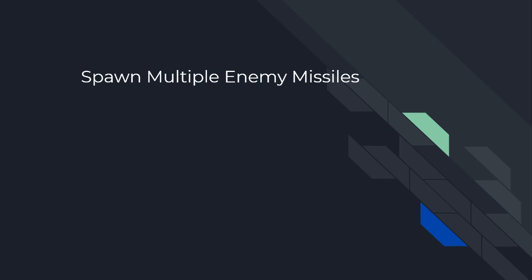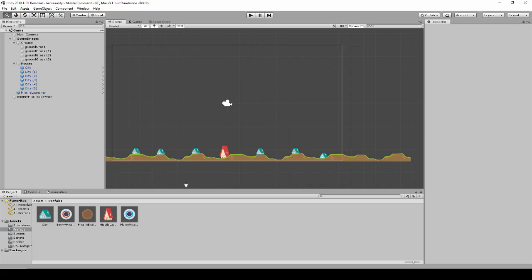Okay, so in this video we're going to make the enemy spawner spawn multiple missiles. We'll basically set a variable of how many missiles it spawns. It'll spawn all of those and then stop. Later, when we start actually setting rounds, we'll update that variable each round and tell it to spawn them again. So let's go back into Unity here.